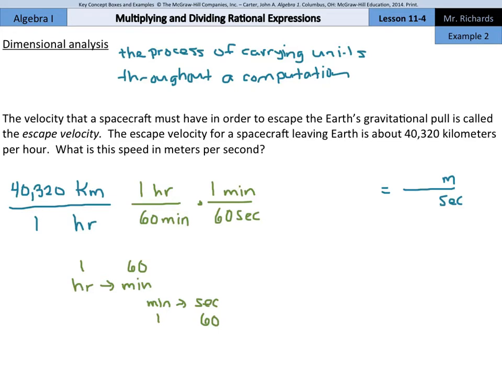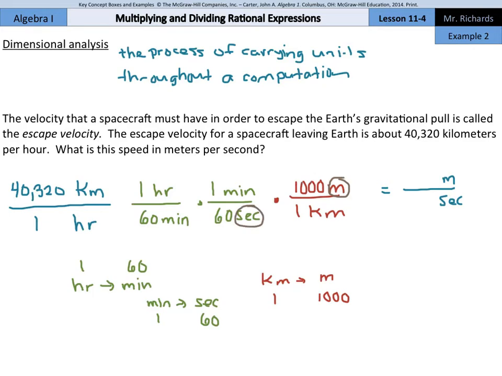And now lastly, I need to get my kilometers into meters. Well, for 1 kilometer, there are 1,000 meters. So I can set this part of the question up by saying, all right, the 1 kilometer is going to go on the bottom so that the top is going to cancel with the bottom, and the 1,000 meters will go on top. And now if you look carefully, we're trying to get to meters per second, and here's our meters, and here's our seconds.